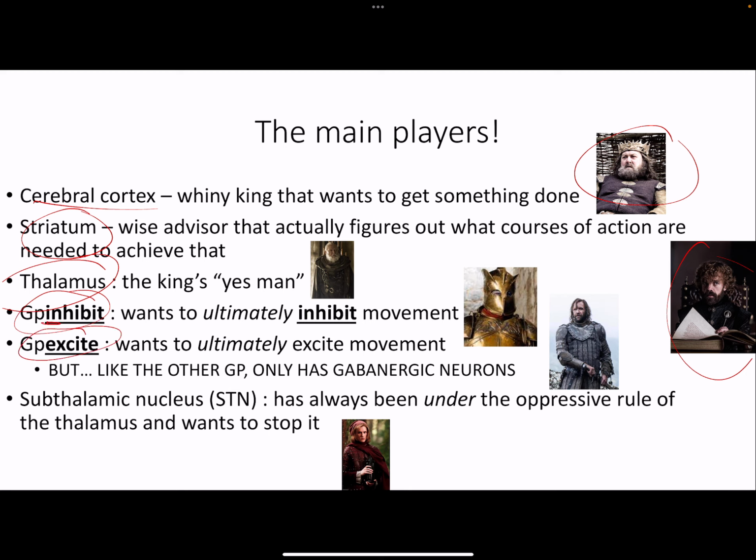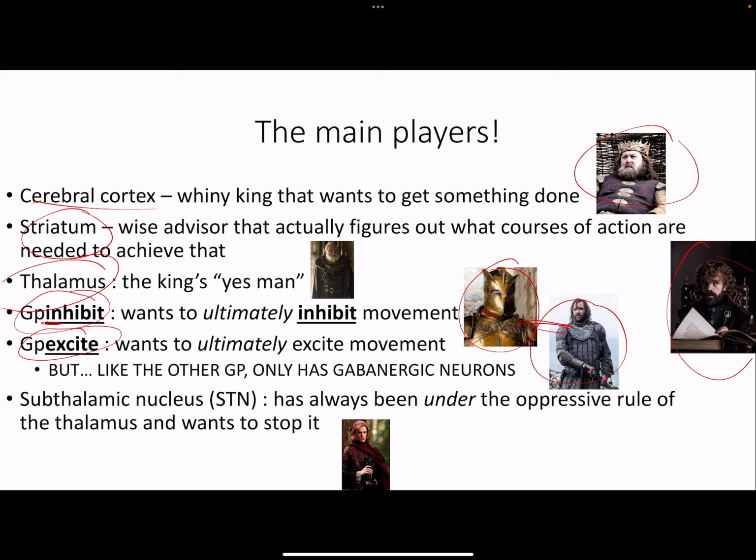So the GPI and the GPE, they are immediately inhibiting the thing that they're always connecting to. So immediately one step downstream, always an inhibition. And I just think of them as dumb warriors, and all they know how to do is break stuff and inhibit things. But ultimately, these are actually very different players.